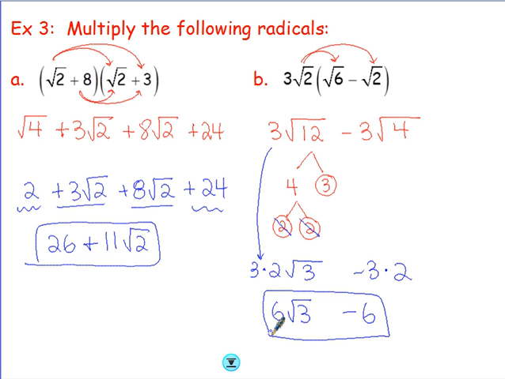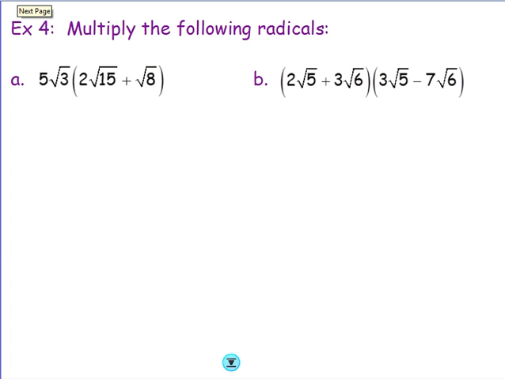So hopefully those weren't too difficult. We're comfortable with distributing, and you guys should be pretty good right now with factor trees. So turn to example 4, and please try this set on your own. Pause the video, start it back up when you're ready to check your answers. Okay, so let's see how you did.